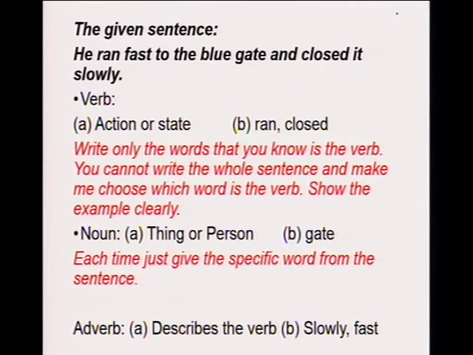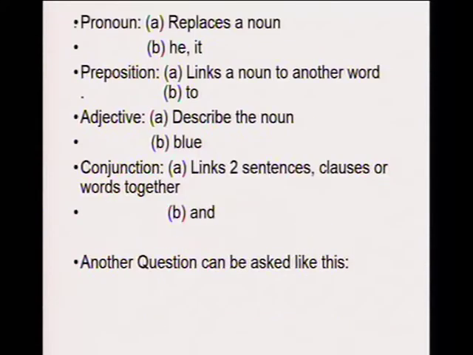Then the adverb. An adverb describes a verb. Adverb, add to the verb. Describes the verb. So let us have a look. The verb is ran. What word describes ran? How does the boy run? The boy ran fast. So fast is the first adverb in the sentence. And the other verb is closed. So you go to closed. How did he close the gate? He closed it slowly. So slowly is the other adverb.